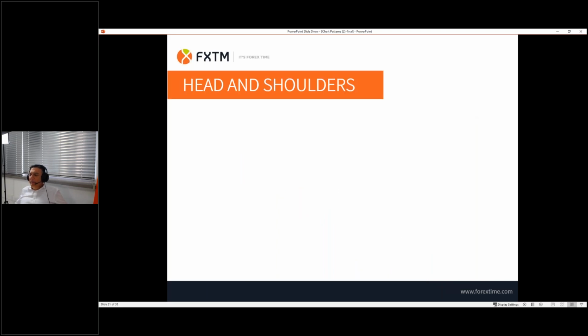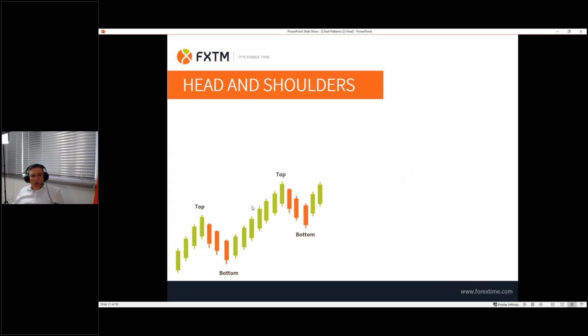Head and shoulders is based more or less on these concepts that we just have explained, and is considered one of the most reliable reversals. This is what is written in the textbooks. So let me show you how it goes. We have successively higher tops and higher bottoms. So what we have in place is an uptrend.